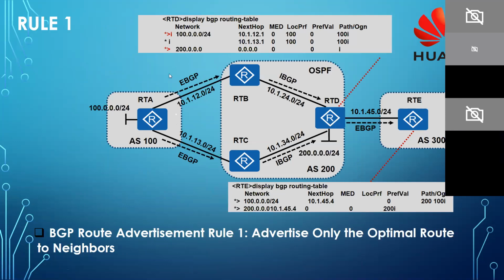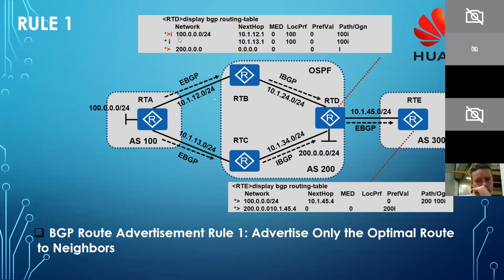So the first rule is that BGP will advertise only the best or the optimal route. So in this case, router A will advertise this prefix via eBGP to RTB and RTC. When these two routers receive this update, the two routers will send it via iBGP to RTD. So RTD has two routes in its BGP routing table, one via RTB and the other via RTC.